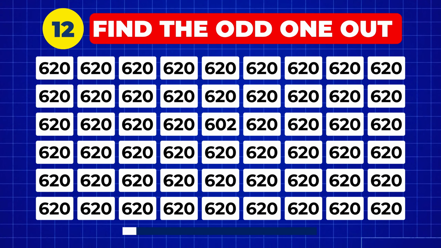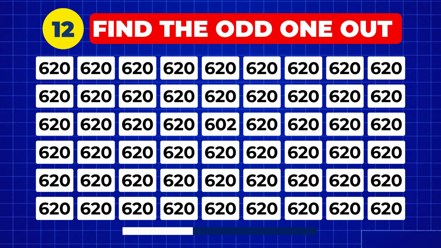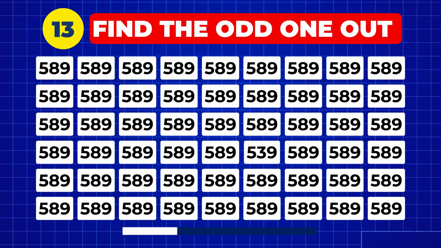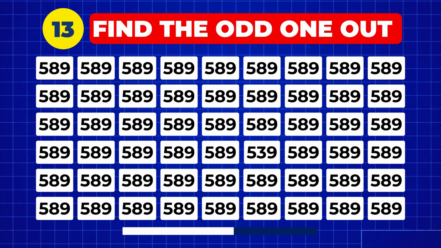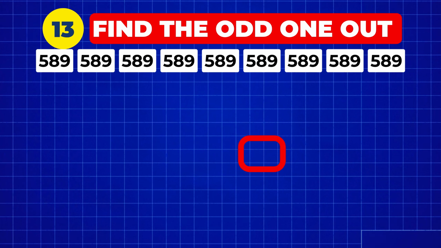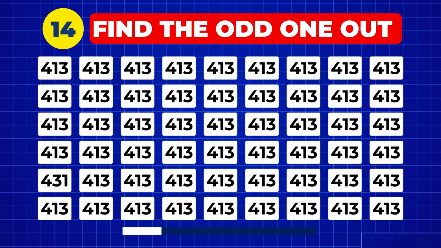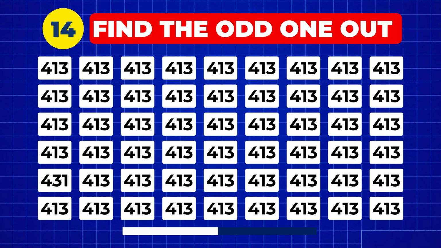Now you have to identify the digit which is different from 620. This is 602. Next puzzle. 539. Next number is 413. This is 431.